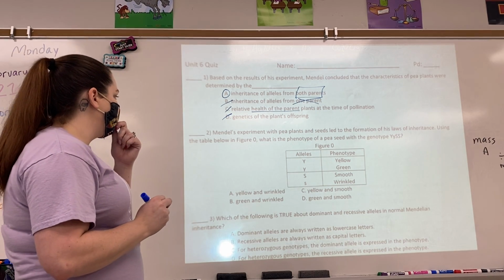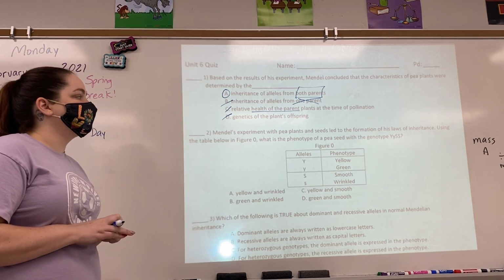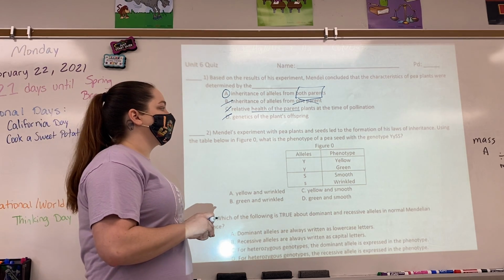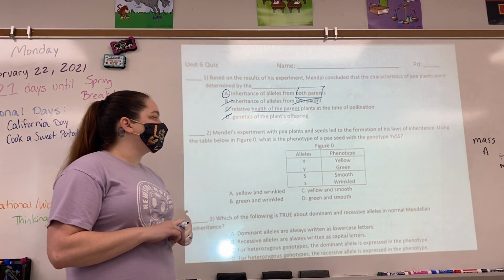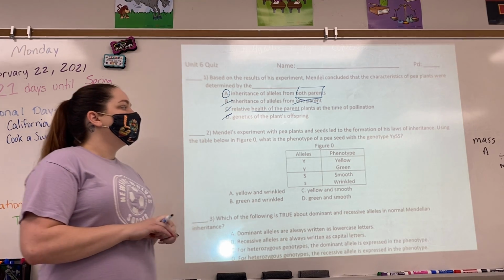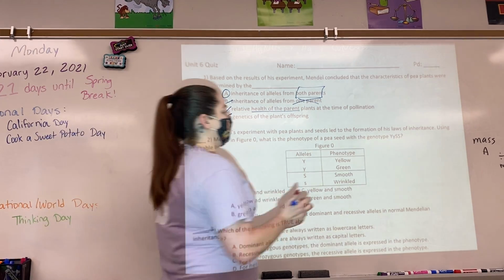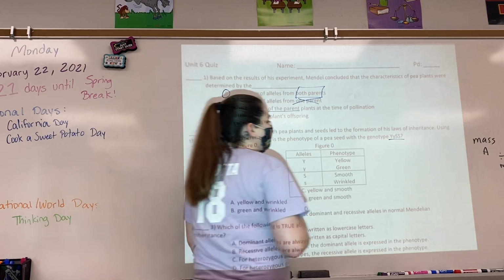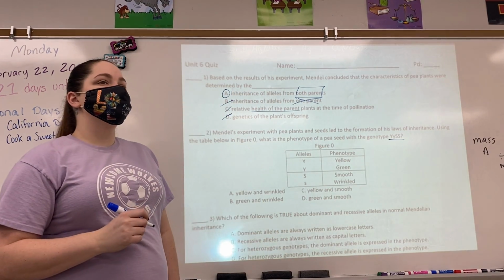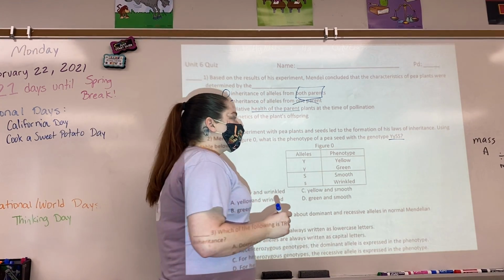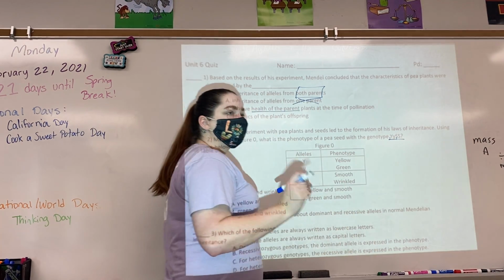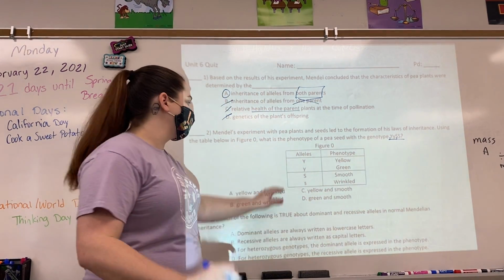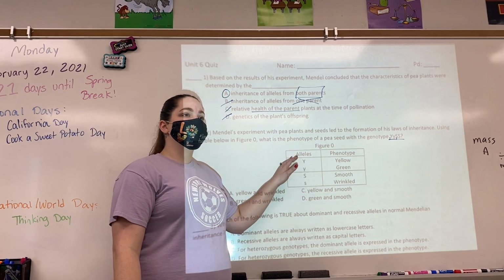All right, number 2. Mendel's experiment with pea plants and seeds led to the formation of his laws of inheritance. Using the table below in figure 0, what is the phenotype of a pea seed with the genotype? And then we have this genotype. So we have capital Y, lowercase y, and then 2 capital S's. So our first trait, because we have 2 different letters here, we have Y and S's. So we're talking about two different traits.